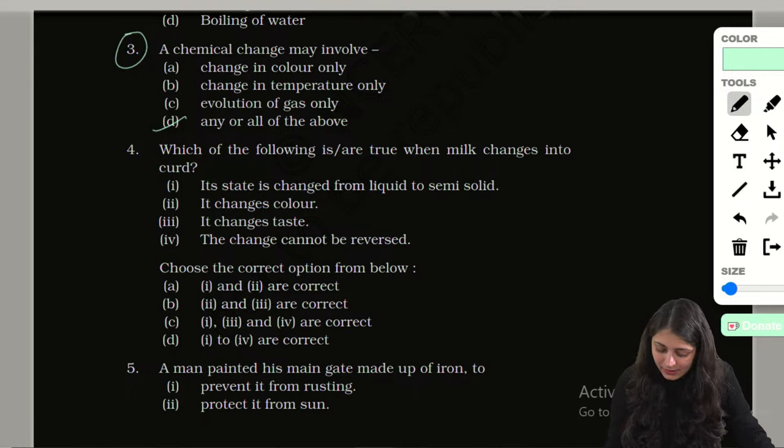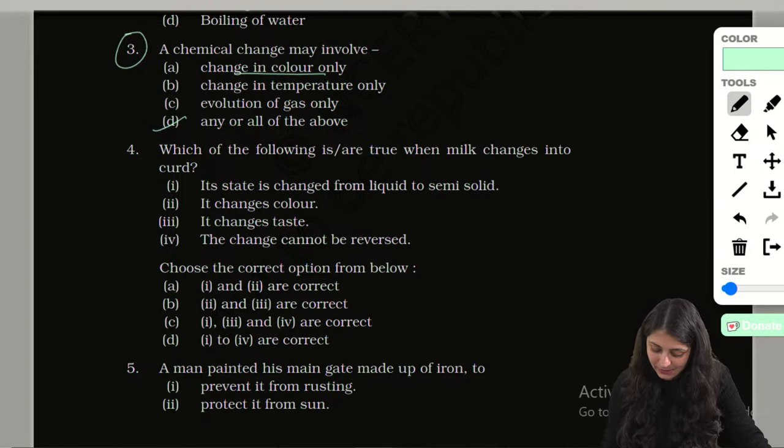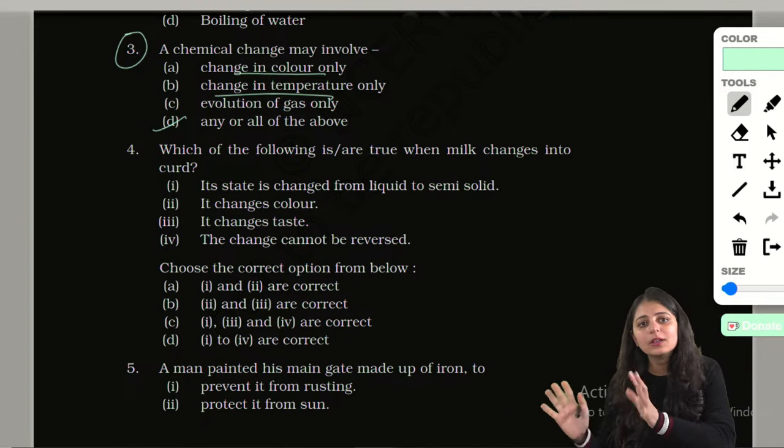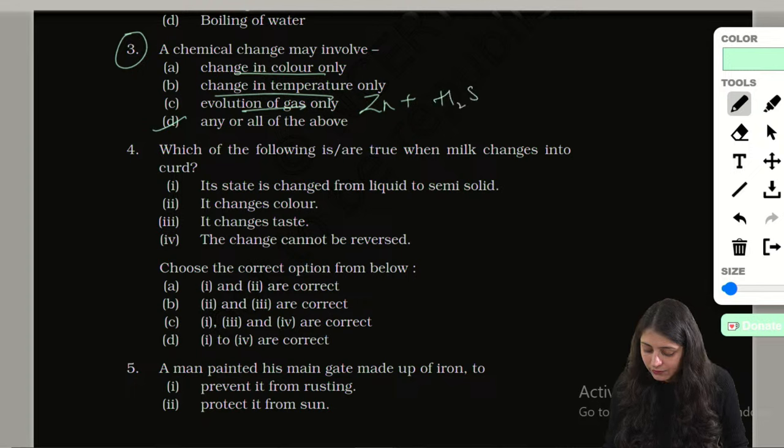देखते हैं कैसे. देखो, rusting की अभी हमने बात करी, color change हो रहा था ना, and it was a chemical change. Change in temperature, neutralization: I told you heat is released, photosynthesis में heat is absorbed. कुछ ना कुछ हीट चेंज आता ही है. एवोल्यूशन ऑफ गैस, लेट्स से जिंक का रिएक्शन आपने सल्फ्यूरिक एसिड के साथ करा दिया, तो क्या बन जाएगा? जिंक सल्फेट.